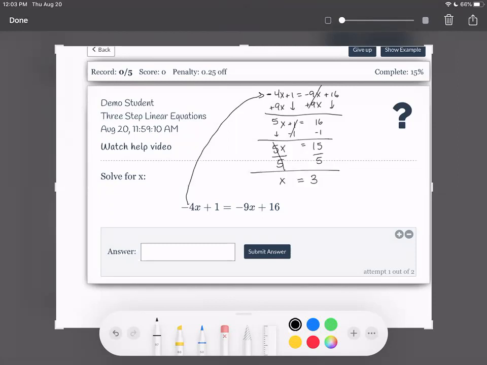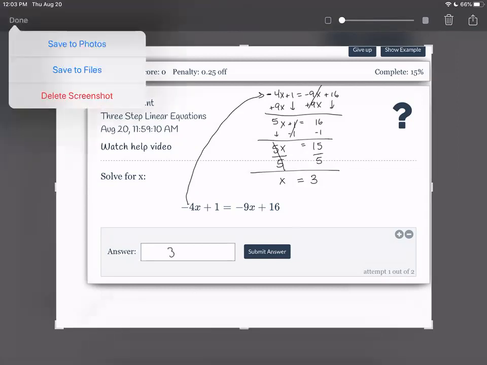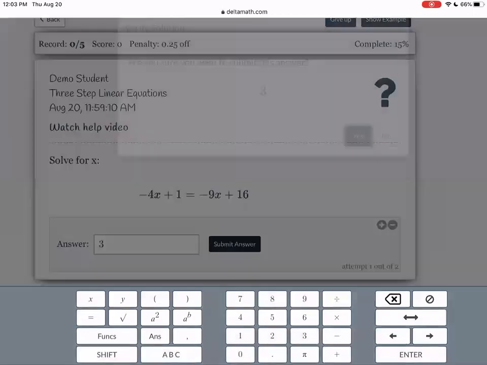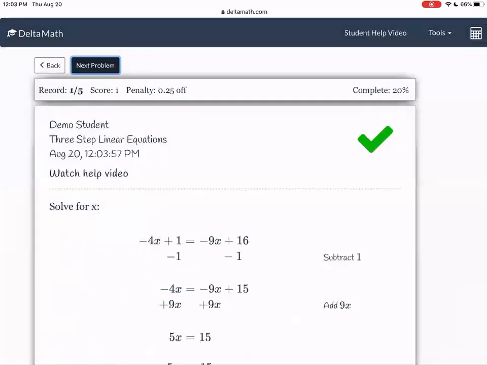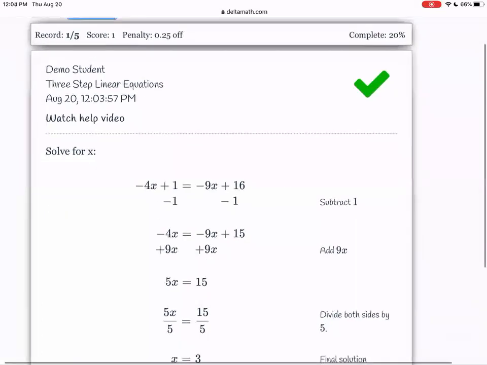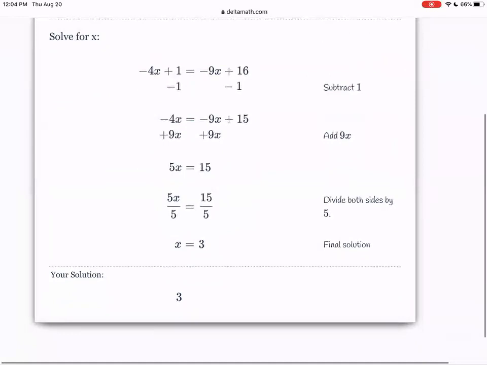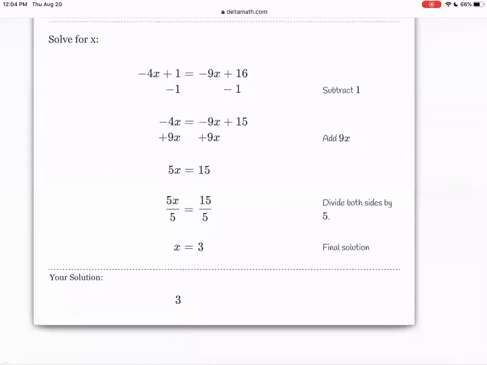X is 3. And I think according to Deltamath, they don't want you to type x equals 3. They just want you to type 3. Okay, so we're going to just submit the number 3. Submit. Yes. Okay, and then they also give you a little explanation here. So they pretty much did the same steps. And I forgot to ask, does anybody have a question on this one?